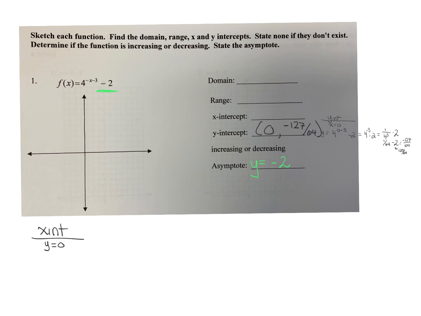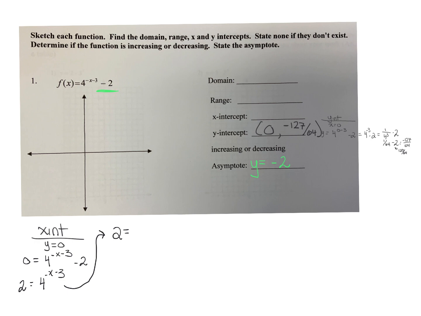So for my x-intercept, I let y be 0. So 0 equals 4 to the negative x minus 3 minus 2. I'm going to add the 2 over, so 2 equals 4 to the negative x minus 3. I'm going to apply some tricky-ish algebra skills.